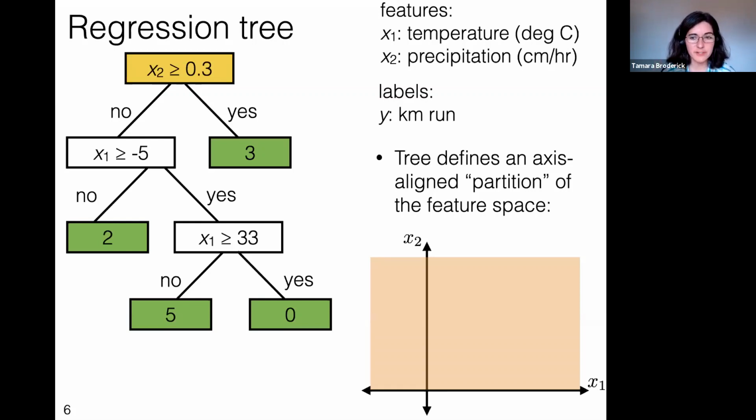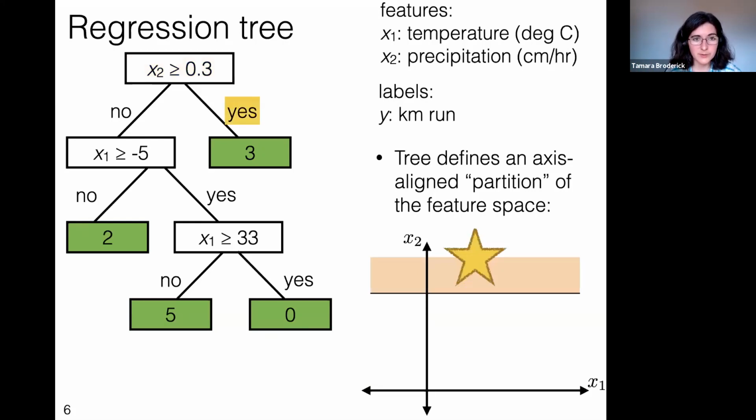Okay, so now we're going to look at the first split here. So the first split is saying, let's look at x2 greater than or equal to 0.3. And so what we're doing with this feature space is we're saying, hey, we're going to split it into 2 parts with a line. So this is x2 equals 0.3, the line. There's a part where x2 is greater than or equal to 0.3, in which case we go to the right child. And there's a part where x2 is less than 0.3, in which case we go to the left child.